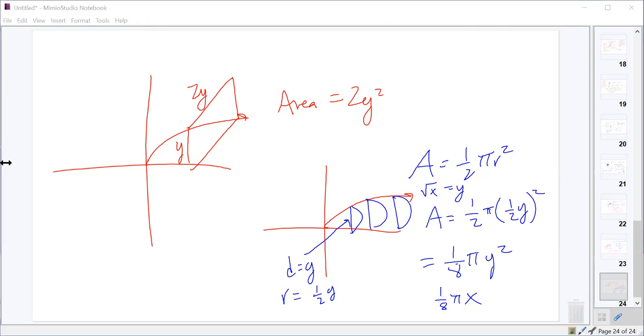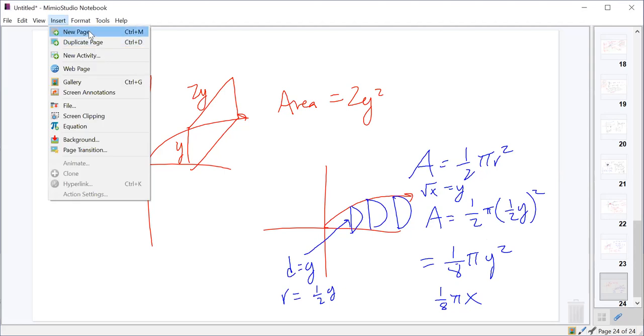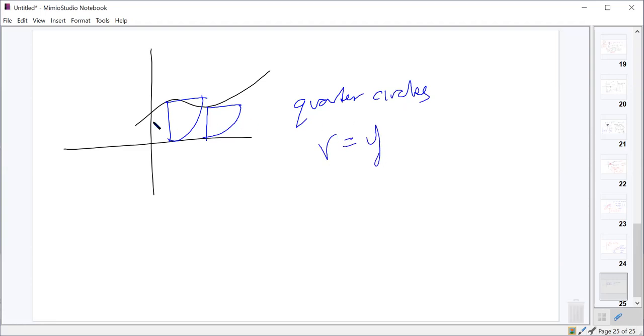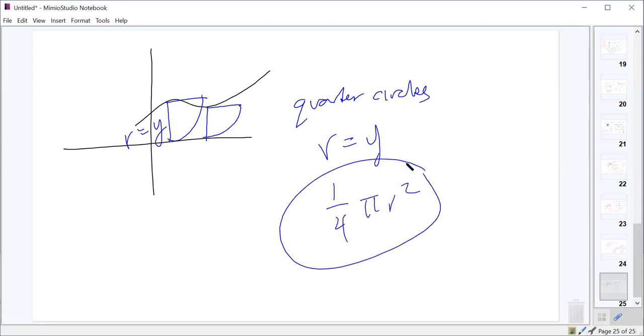All right, and then another shape that they sometimes like to use, not as often, I'm just going to draw some random region up here now, is quarter circles. And so if they do quarter circles, note that the radius is equal to y, right? This is y. That's the radius of that quarter circle. So you'd have 1/4 pi r squared. So just make sure you draw the picture and make sure you're real careful if they're using pieces of circles as the cross sections.